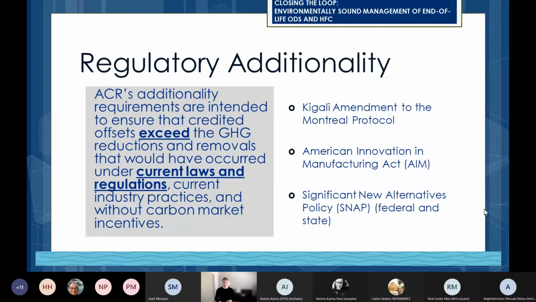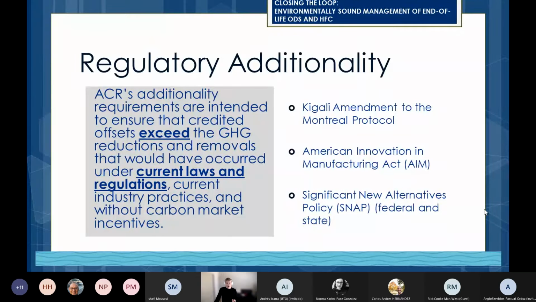This concept is especially important for the project type of ODS destruction, because CFCs and HFCs are an area of active regulation. And I've listed a few pertinent regulations, both internationally and that are happening in the United States right now, that impact ODS and HFCs. ODS destruction projects are generally for materials that can no longer be produced or imported, and they're generally from these types of stockpiles or banks that Rick mentioned.